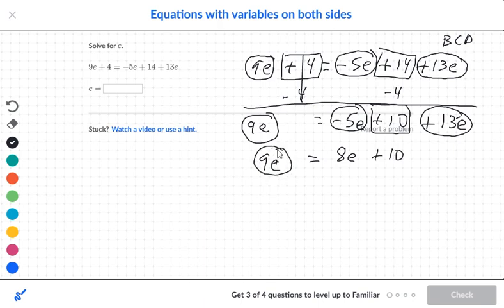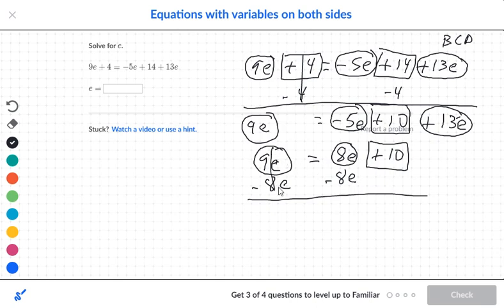Now I'll code the problem. I'll circle the letters and then I'll box my numbers. Continuing with the circle, I want to get this 8E out of here, so I'm going to write a negative 8E. Notice only the circles get the negative 8E. So this will cancel, and this gives me 1E is now equal to 10, because this will disappear. Now if I divide by 1, I find that E is equal to 10.